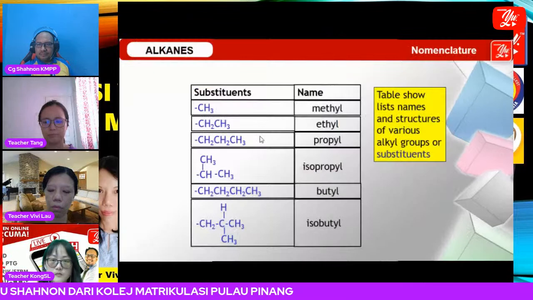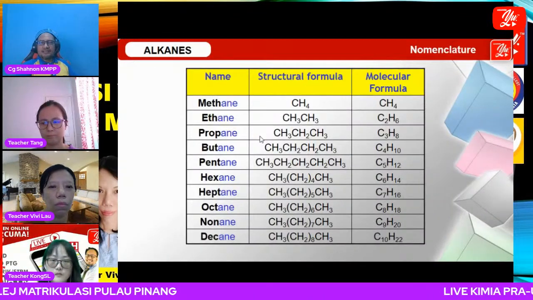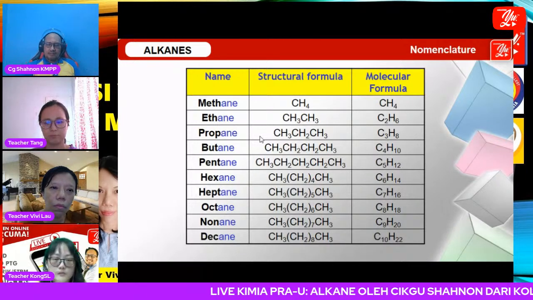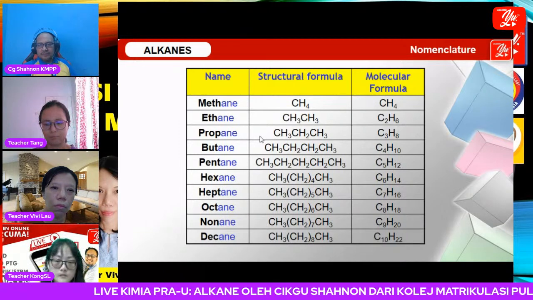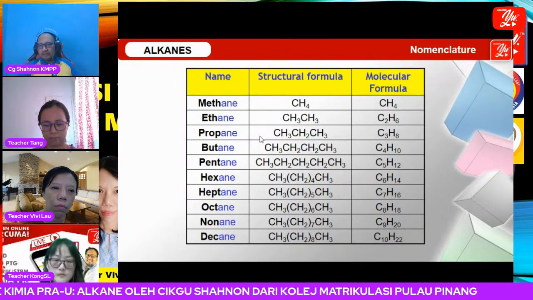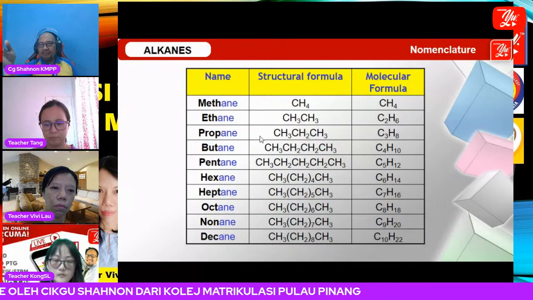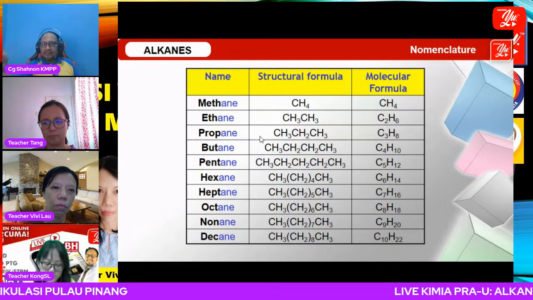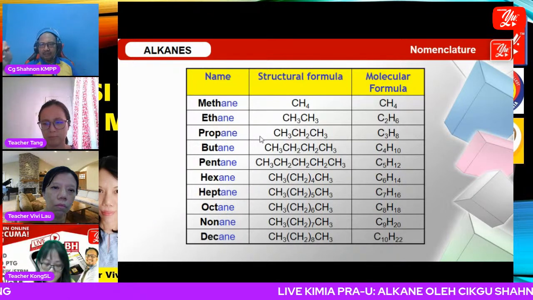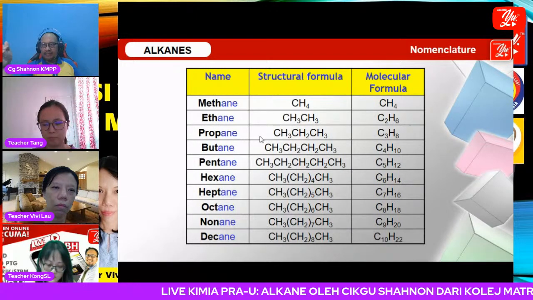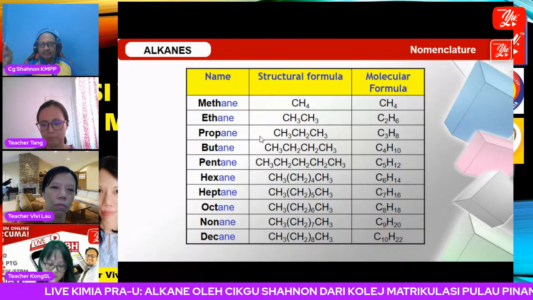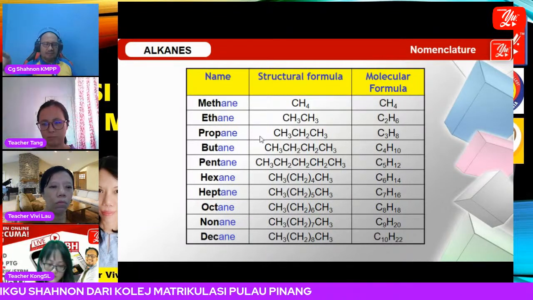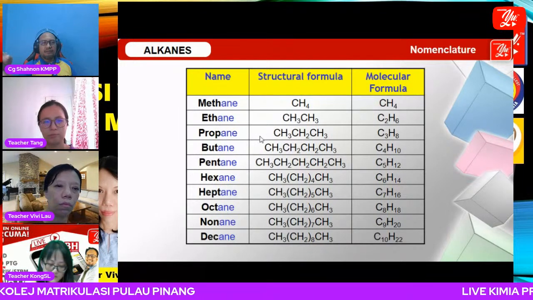This is the name, structural formula and molecular formula of alkane. I'm sure all of our students here already know all 10 names of these alkanes. Starting from methane with one carbon: methane, ethane, propane, butane, pentane, hexane, heptane, octane, nonane, and decane. The structural formula is CH4 for methane, and ethane is CH3CH3. This is the structural formula in the form of condensed structure.